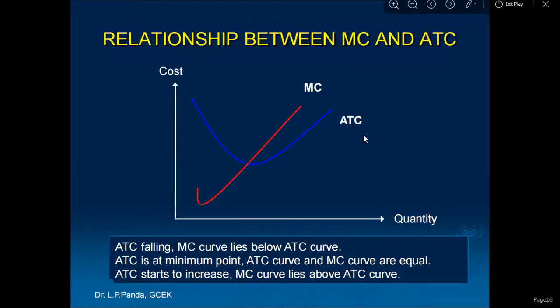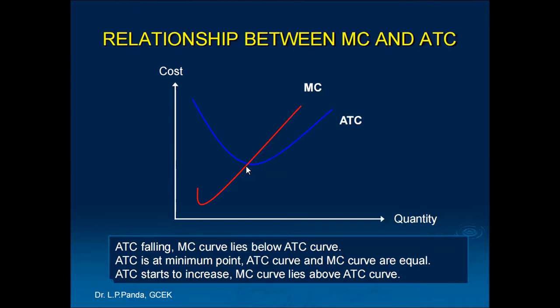Now the relationship between marginal cost and average total cost. When average total cost is falling, the marginal cost curve lies below the average total cost curve. When average total cost is at its minimum point, the average total cost curve and the marginal cost curve are equal at that minimum point. These three are equal. We have to remember this.